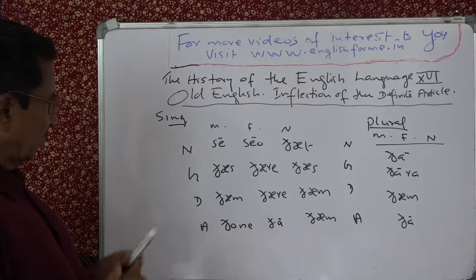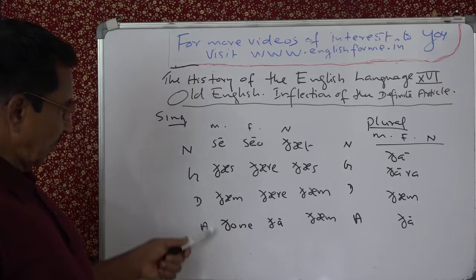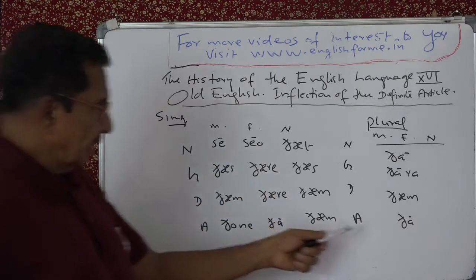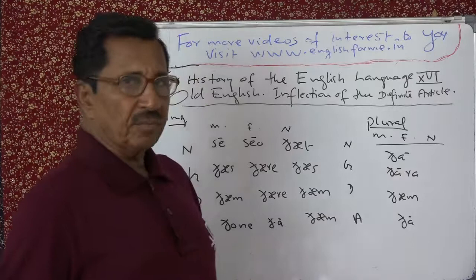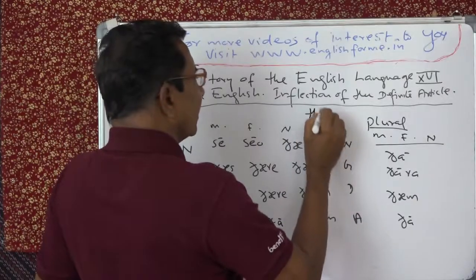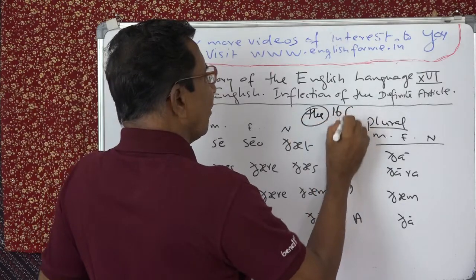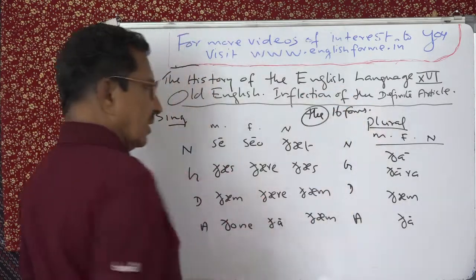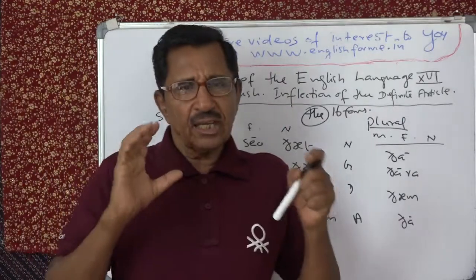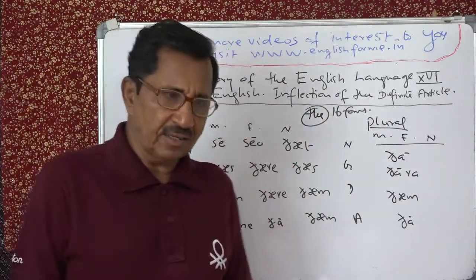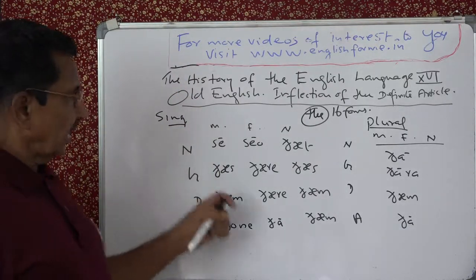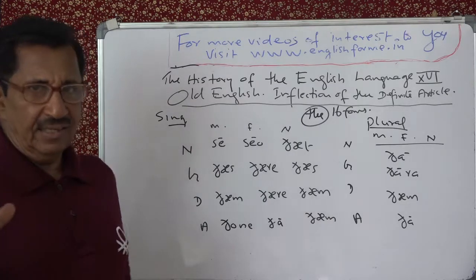How many forms? 1, 2, 3, 4, 5, 6, 7, 8, 9, 10, 11, 12, 13, 14, 15, 16 forms. This simple word, the definite article, has 16 forms in Old English. That's why Old English possessed a fully inflected definite article. Fully. Although you can see now, it says here that the meaning is "the."